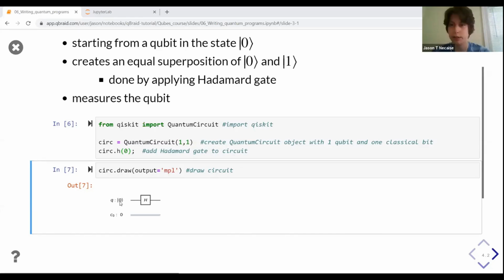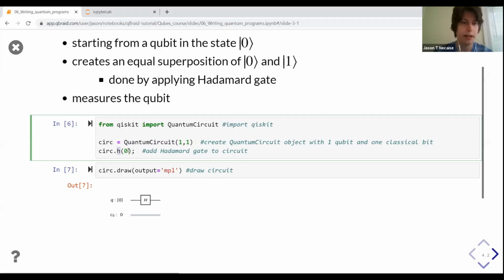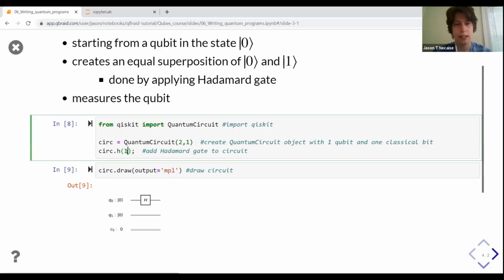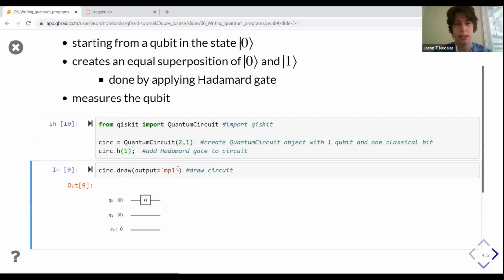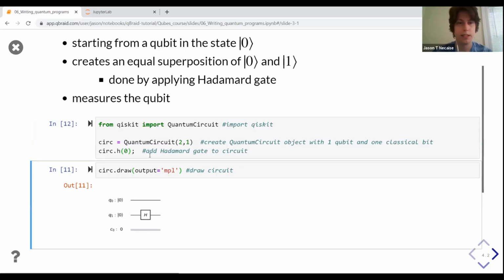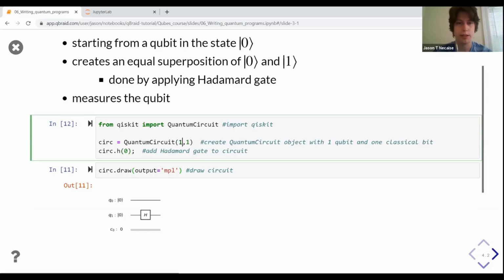Not sure what the parentheses do in H. Yes, that's exactly right, thanks. Miles, you say apply Hadamard gate, and if I had 2 qubits, the quantum circuit needs to know which qubit to apply that to. So that's what the parentheses are. That's right, and you start from 0.